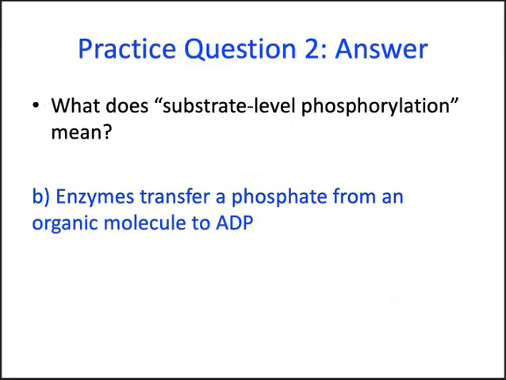The correct answer here is B, that enzymes transfer a phosphate from an organic molecule to ADP to form ATP, adenosine triphosphate. So that's what substrate level phosphorylation means. There's that term substrate. Remember, substrates are things that enzymes work on.